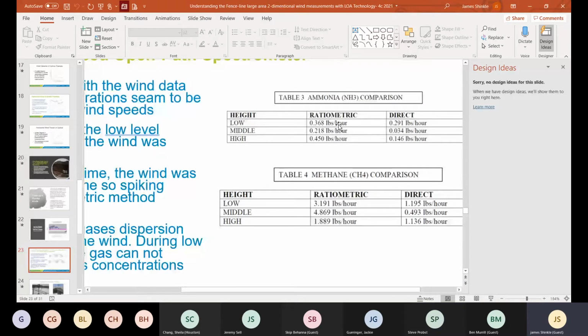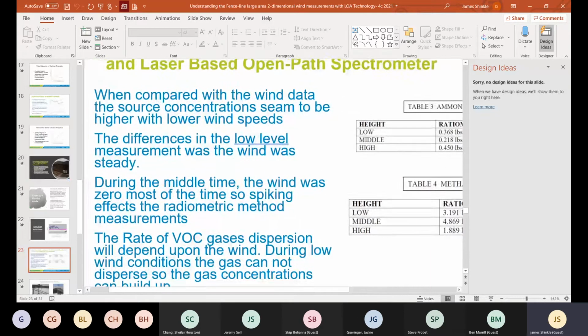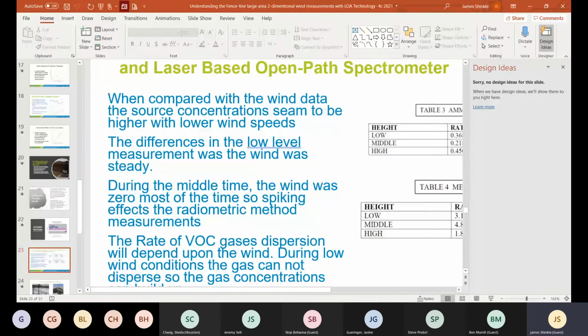The gas levels are a little bit higher on some of these areas. When it's high, it's much higher, and when it's lower, it's a little bit lower. So the measurements are a little bit different. And what we found was when you compare the wind data to the source concentrations, they seem to be higher with the lower wind speeds.